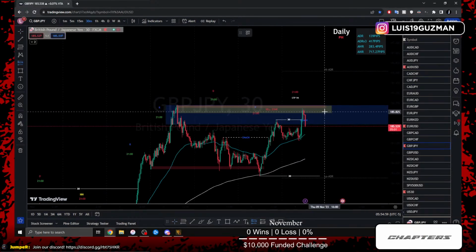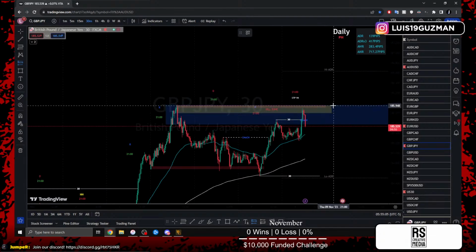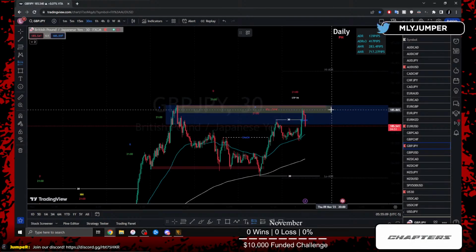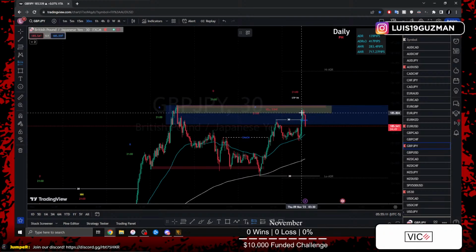So 1, 2, 3. We're looking for a retest of the zone from here to here. Right? We ended up being up to here. Let's say we caught it here. Fuck it. Let's say we got it.